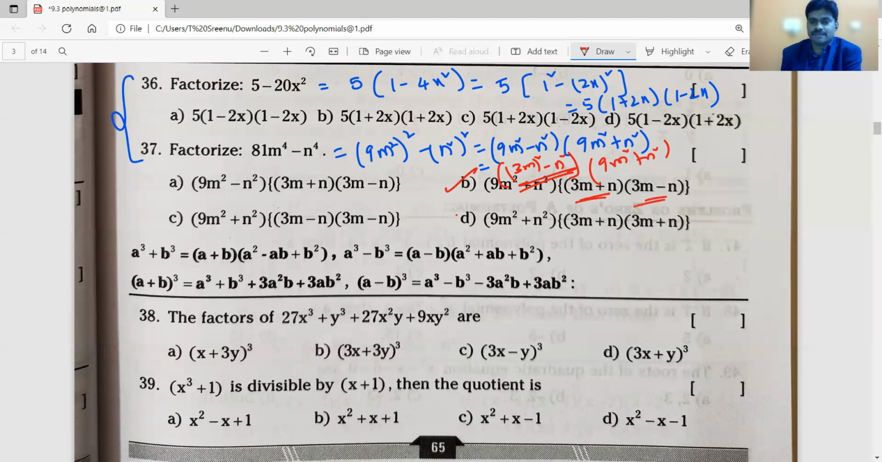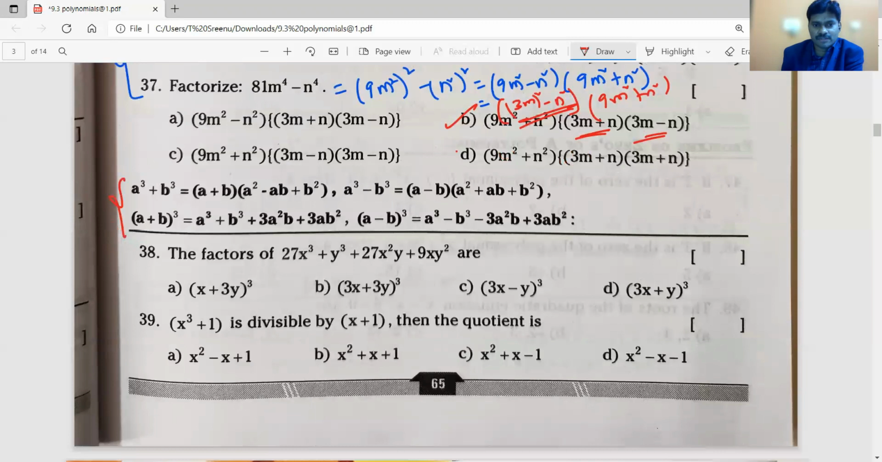Next is the formula. Already we have used these formulas a number of times. If every term is positive, it is automatically (a plus b) whole cube. So a plus b, where a is 3x and b is y. Yes, 3x plus y is correct. And x cube plus 1: x plus 1. X cube plus 1, you will write 1 cube.